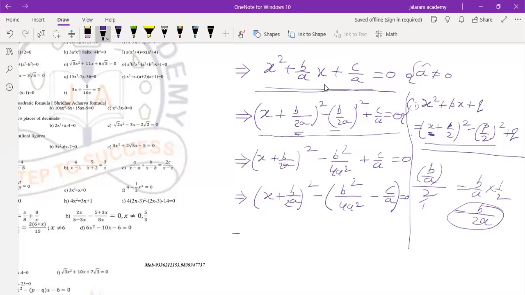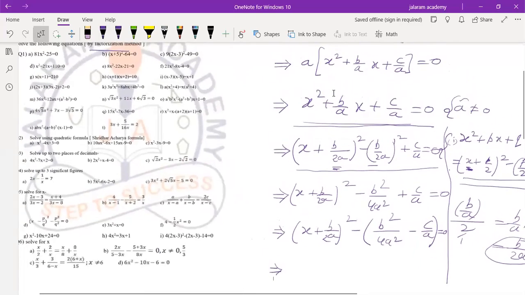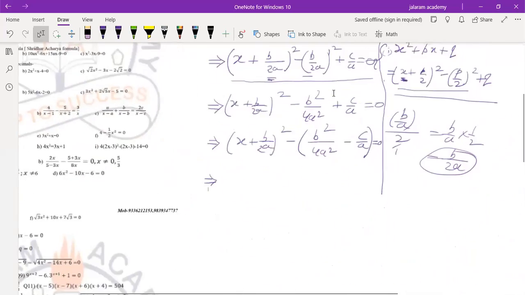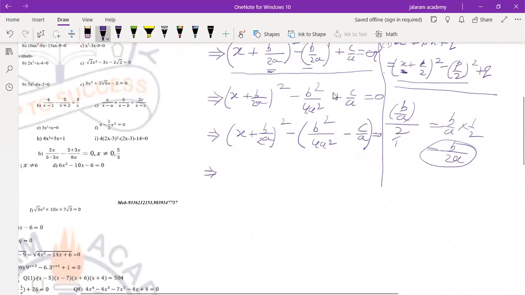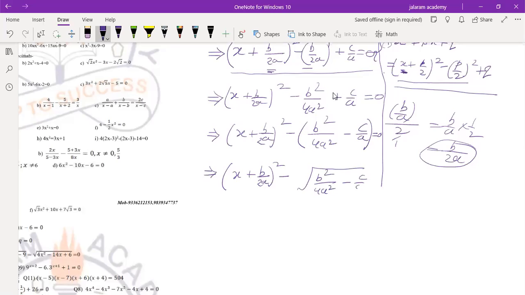So this method we have discussed while we have solved factorization by making perfect square. We have to take minus common. Why should we take minus common from these two? To make it a perfect square, in the form of a formula of the difference of two squares, a square minus b square.